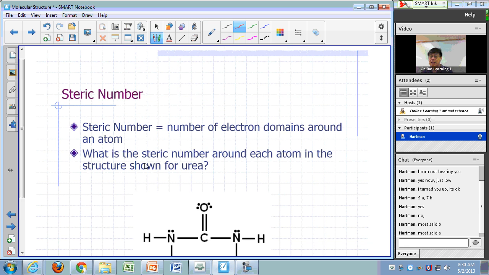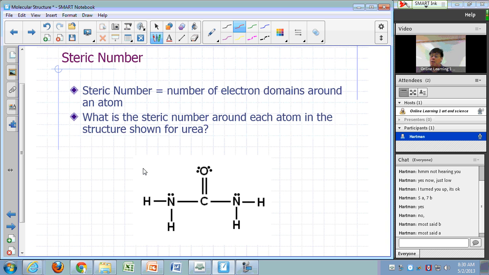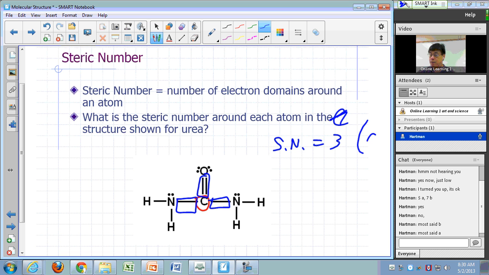So the word steric number refers to the number of electron domains around an atom. So what's the steric number around each atom in the structure shown here for urea? Let's look at this carbon atom right here. Okay, this double bond counts as one electron domain. That's one group. This single bond is another group, and this single bond right here is another group. So carbon here has a steric number of 3.